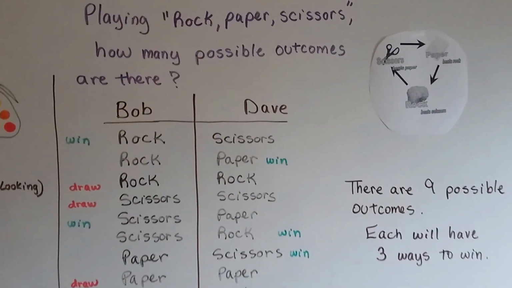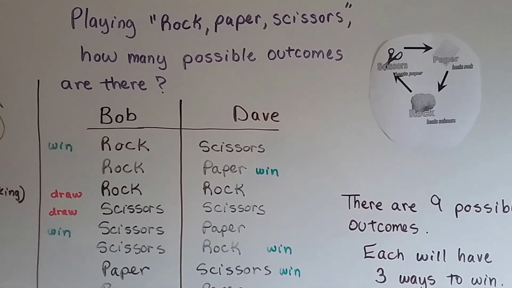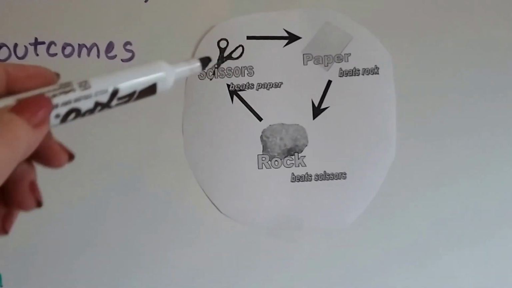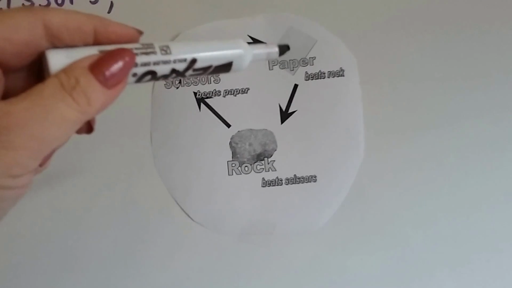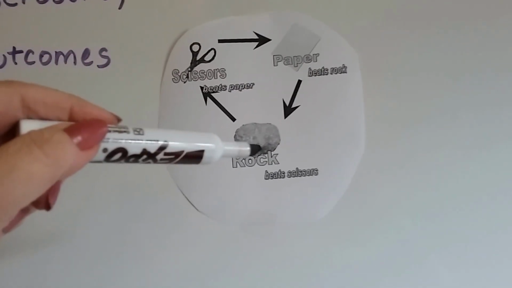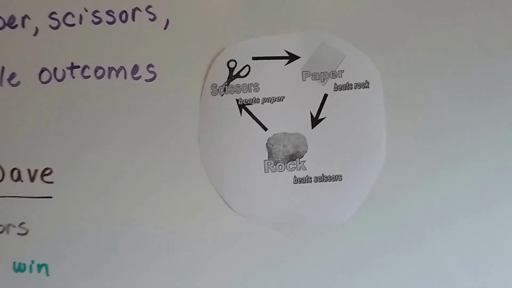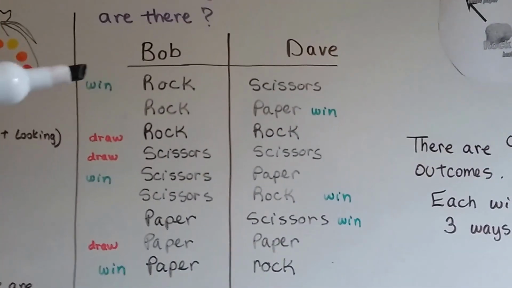All right. Have you ever played rock, paper, scissors? So how many possible outcomes are there? Well, Bob and Dave are playing rock, paper, scissors. And when they play, scissors can win and cut the paper. The paper can cover the rock and win. And the rock can break the scissors and win, okay? So Bob and Dave play, and this is what happens.